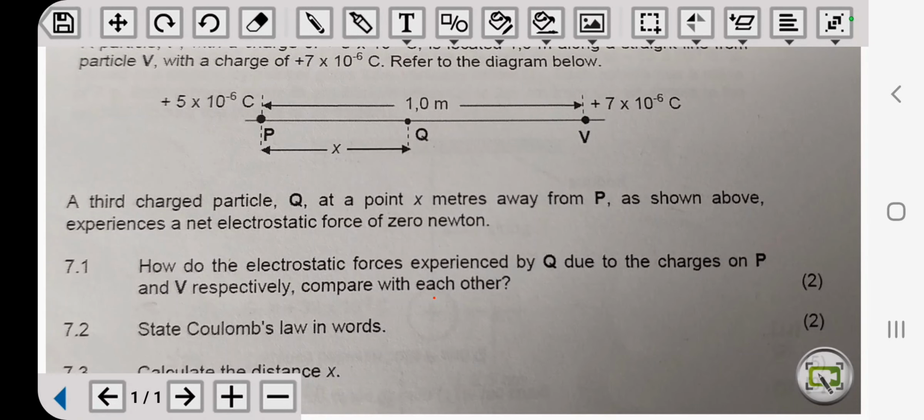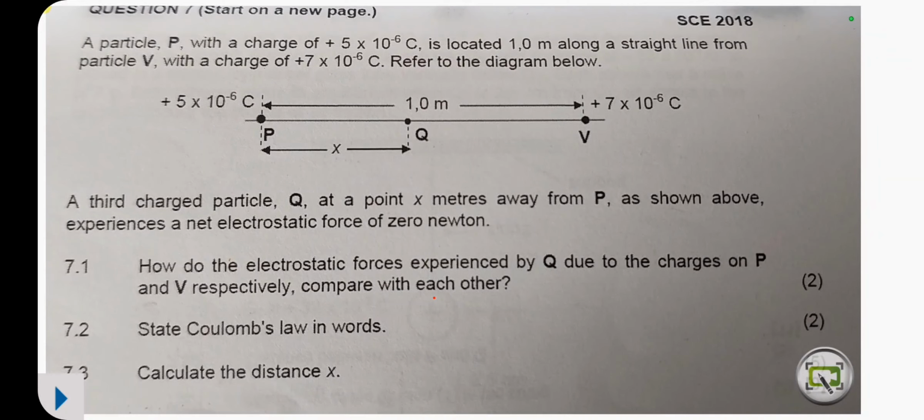Next electrostatic question. A particle P with a positive charge is 1 meter along a straight line from particle V, which also has a positive charge. Both charges are in coulombs and the distance is already in meters. A third particle Q, at a point x meters away from P as shown above, experiences a net electrostatic force of 0 newtons.